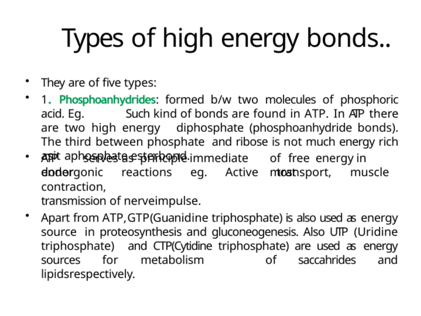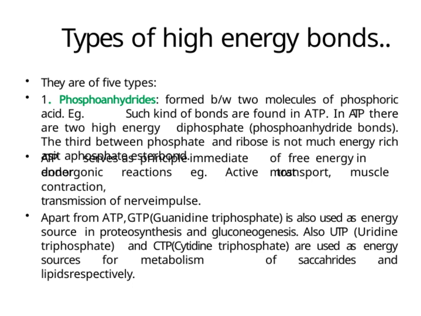Aside from ATP, which you're all familiar with, GTP or guanine triphosphate also plays a crucial role as an energy source. It's particularly important in processes like photosynthesis, where new proteins are made, and gluconeogenesis, the creation of glucose from non-carbohydrate sources. Additionally, UTP or uridine triphosphate and CTP or cytidine triphosphate are used as energy sources in the metabolism of carbohydrates and lipids, respectively. These molecules help drive various metabolic reactions forward.